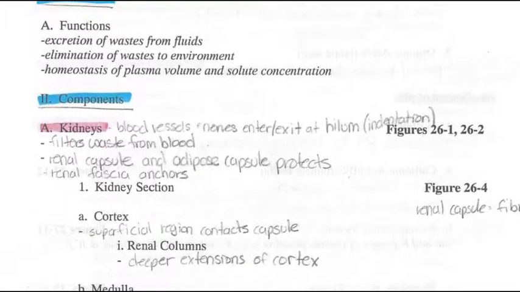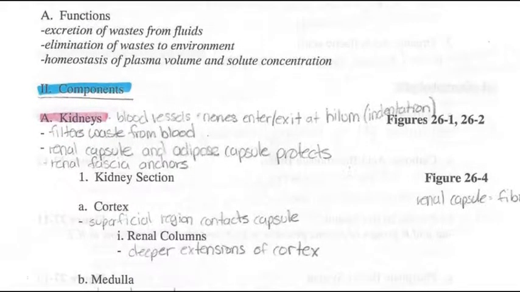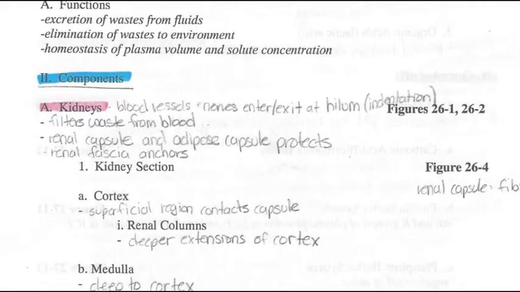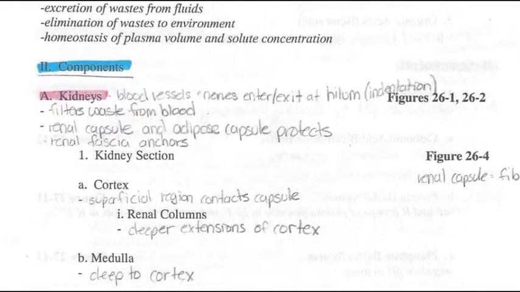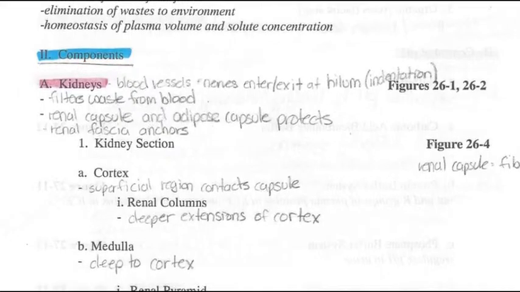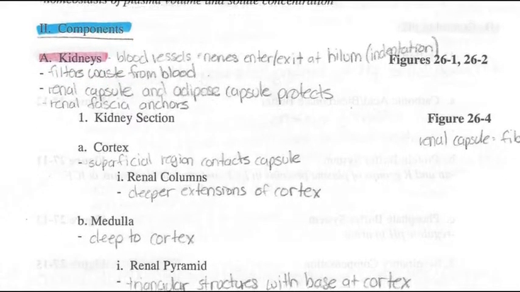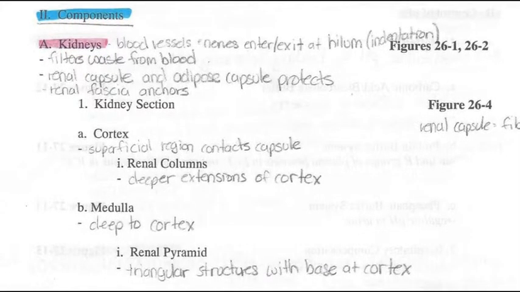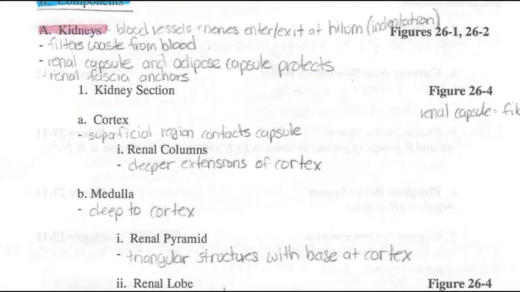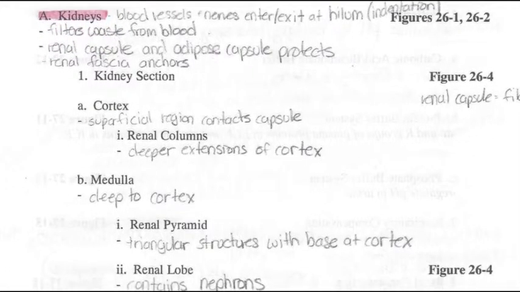Components. A. Kidneys. Blood vessels and nerves enter and exit at the hilum, which is an indentation. The kidneys filter waste from blood. The renal capsule, which is a fibrous capsule, and adipose capsule protect the kidneys. Renal fascia anchors the kidneys.